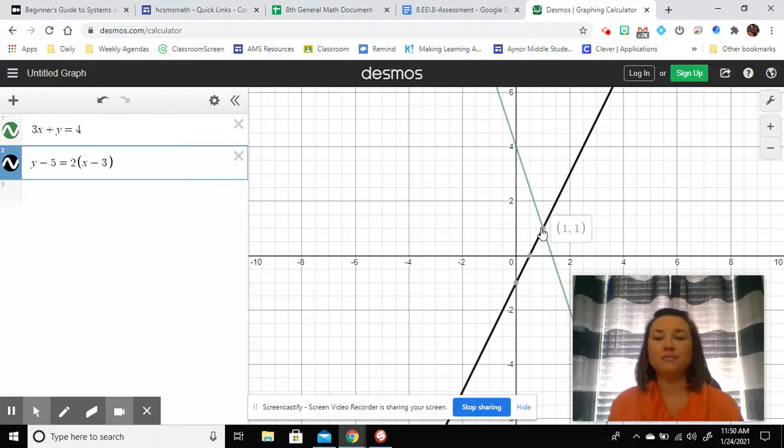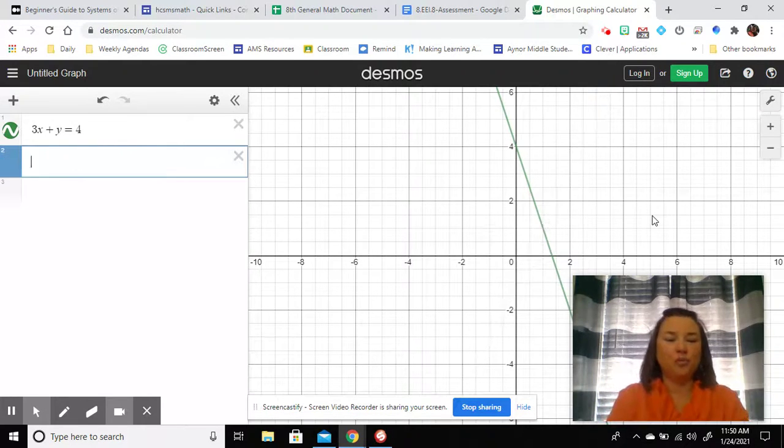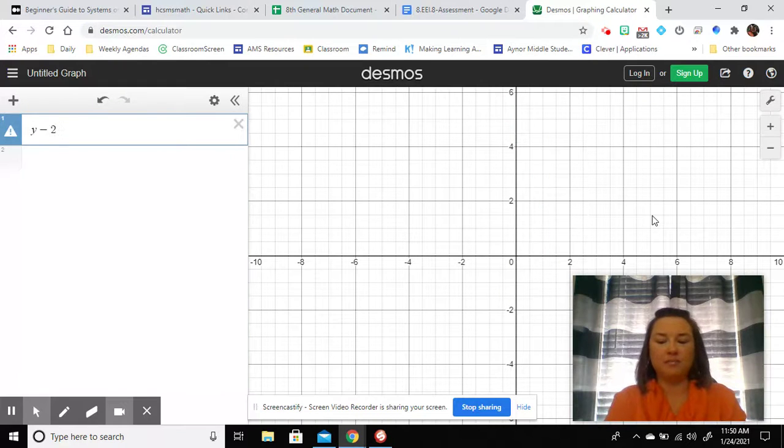The other type of question is they could say how many solutions. So in this case, if they said how many, I would just say there's one answer. They are not asking me for the answer, just asking me how many. If it was parallel, I'd say there were 0. And if it was the same line, I would say there's infinitely many. So just to show you one time what it looks like with the same line.